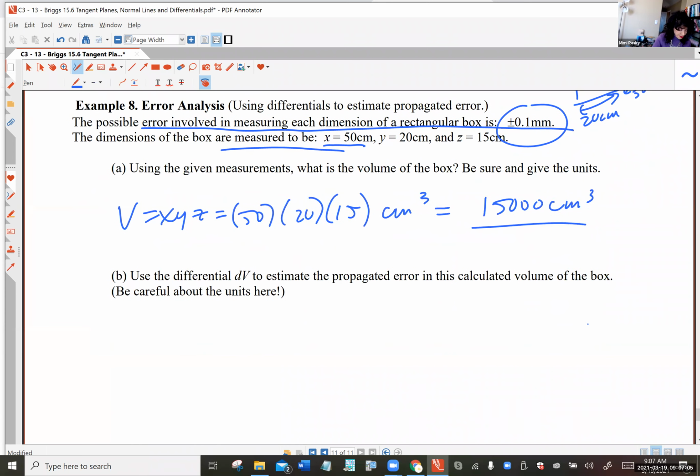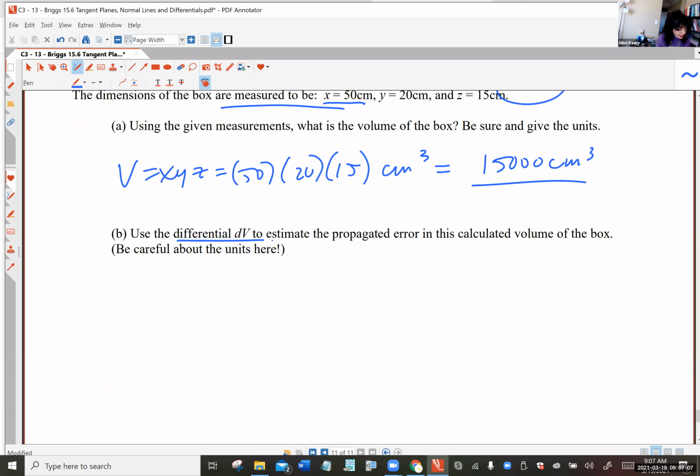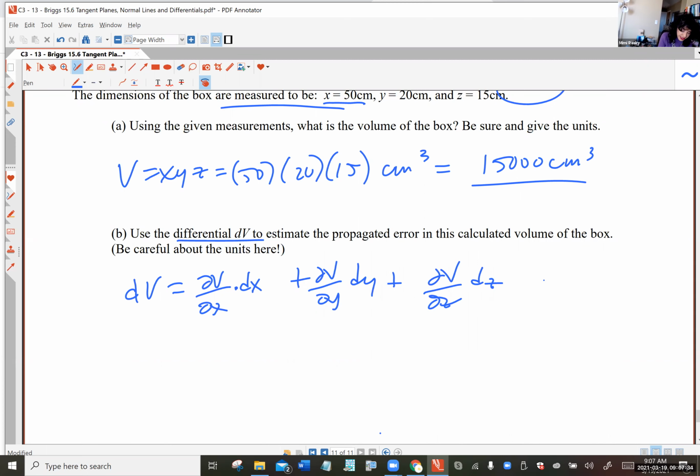So let's compute the differential, and then we'll estimate that propagated error using differentials. So the dV, and by the way, this is not the chain rule because we're not taking the derivative with respect to time, although it may look like it to you. It has a little bit of the flavor, but you're going to take the partial of V with respect to x and multiply it by dx, plus dV/dy dy, plus dV/dz dz. And then the dx and the dy and the dz are all the same. That's plus or minus the 0.1 millimeters.